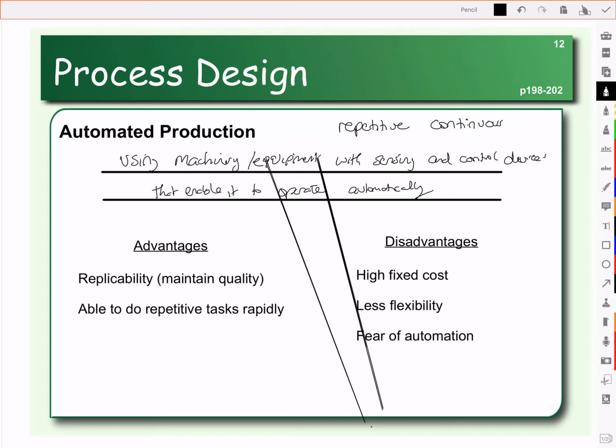Now, the downside to having automation is these machines can be very expensive, and they are a fixed cost. So we have a much higher fixed cost. The other thing we have to consider is the impact that our automation has on the ability to do customization. How flexible or what impact does that have on the flexibility of the company?